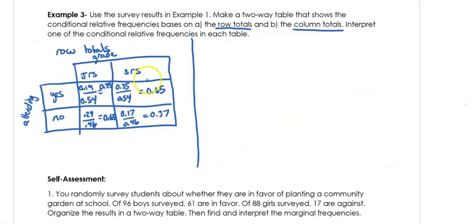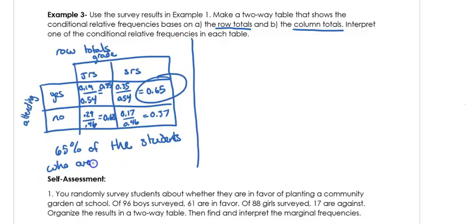Okay, to interpret one of these, let's interpret 0.65 for example. Keep in mind, this is out of the rows. This row is yeses. So it means not 65% of total students, it means 65% of the students who said yes, they are attending. So of the students who are attending, 65% are seniors. Versus the 0.37 below it, which would mean 37% of the people not attending are seniors. So it's out of the row.